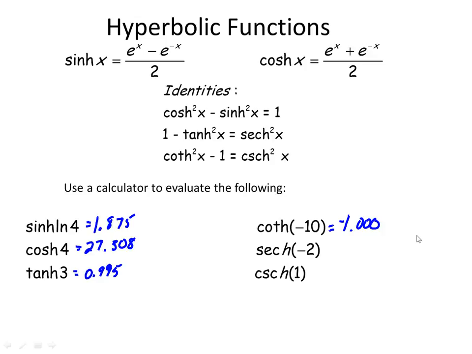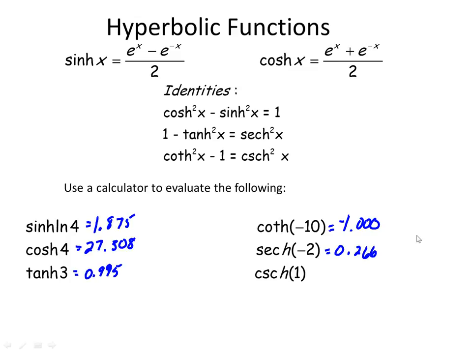So for sech, what you're going to do is hit your hyperbolic, cosine, and then it should say cosh. And then hit -2. Close any parentheses that opened. Hit your inverse button, which is x to the -1. And hit equals, and you should be coming up with 0.266. Yes?